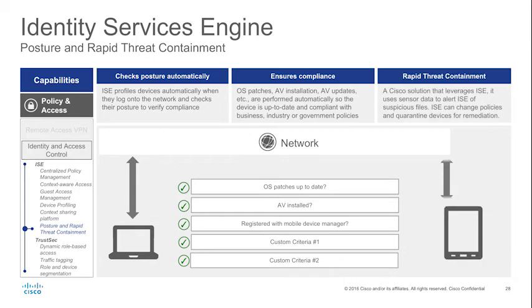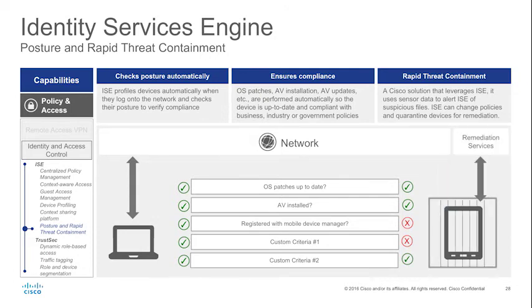ISE can also implement quarantines on devices that do not meet regulations, whether preset or custom. Users can limit the access of such devices or even deny access completely. Oftentimes, these devices are denied network access but can still access the internet or IT services in order to remediate their deficiencies and maintain compliance. The quarantine feature is an important aspect of Cisco's rapid threat containment solution.